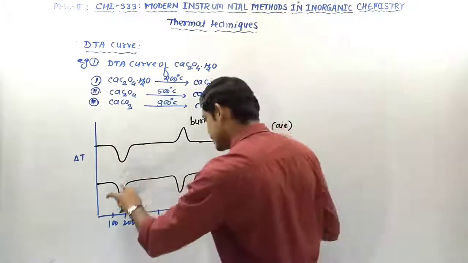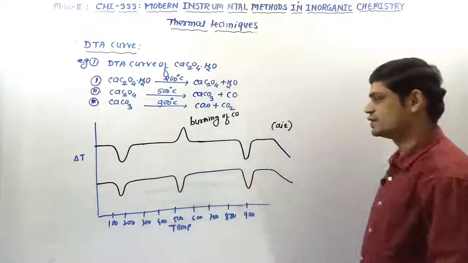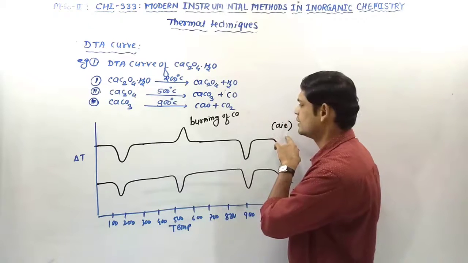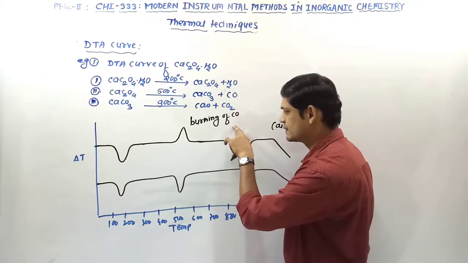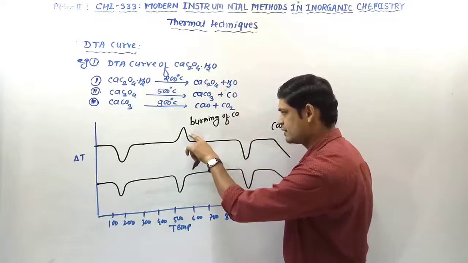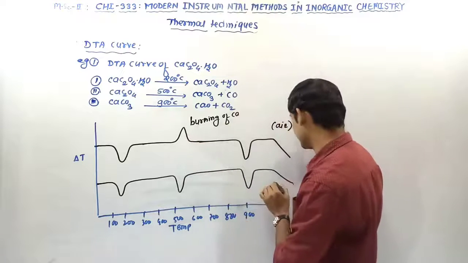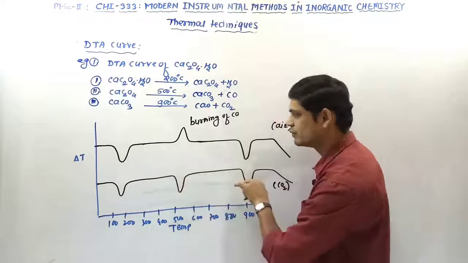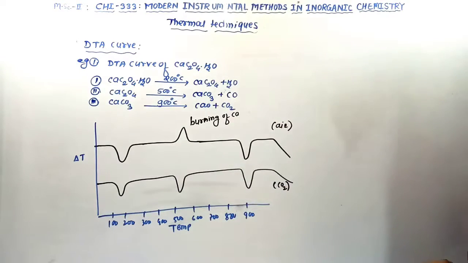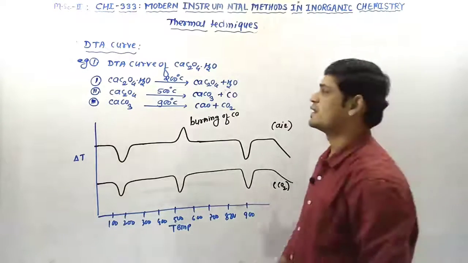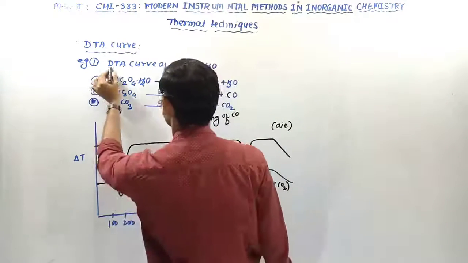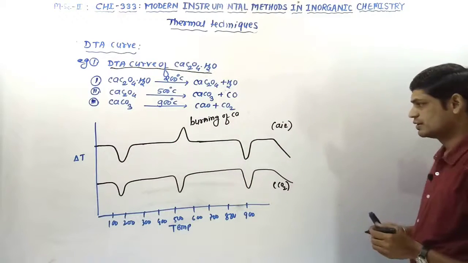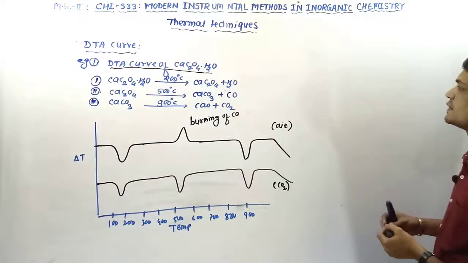The two peaks will remain as they are in their positions. Only the difference will be in the middle peak, because in air, carbon monoxide burns, oxidizes, so it will give an exothermic peak. But in a CO2 atmosphere, there is no burning, so we will get a downward curve. So it was the first example, that is the calcium oxalate. In the same way, we can discuss the second example.